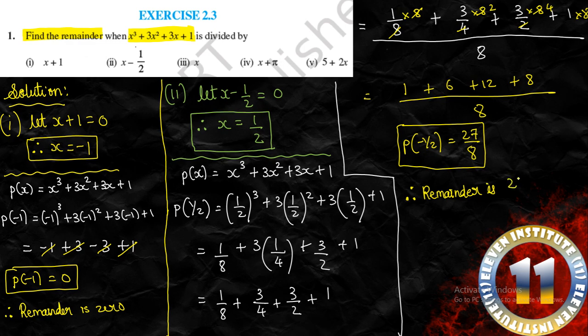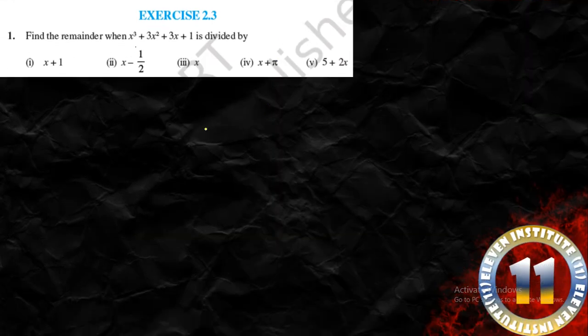So we can write there, remainder is 27 upon 8. Fine. Or you can also say that the remainder is not 0, and if the remainder is not 0, then this is not a factor of the given polynomial. I hope this is clear to you. Please pause the video and write this down in your CW. I hope you have written this. Let us now move ahead and solve the third one and the fourth one. Yes, so here we will solve number 3 and number 4.